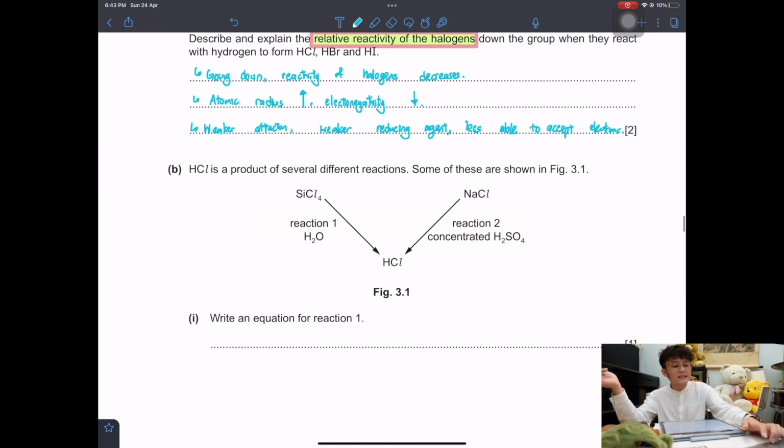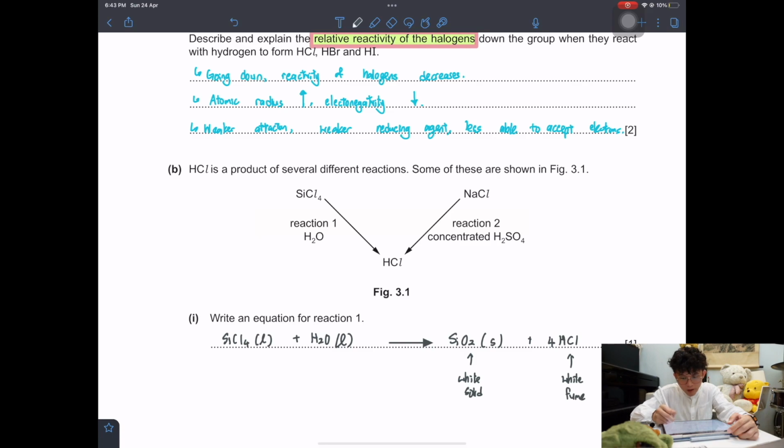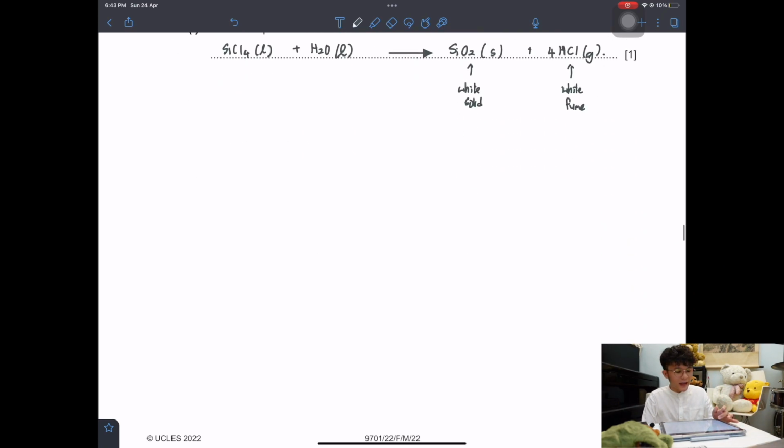Okay, next. HCl is a product of several different reactions. Some of these are shown in Figure 3.1. Write down the equation for reaction 1. For reaction 1, SiCl4, a simple molecule in liquid form, plus H2O in liquid form, eventually turns into SiO2, a solid. And guys, when this is formed, you will see a white solid formed. At the same time, you will see HCl formed as white fumes. The observation is very, very important, so please memorize the observation. Okay, done. Next page, please.